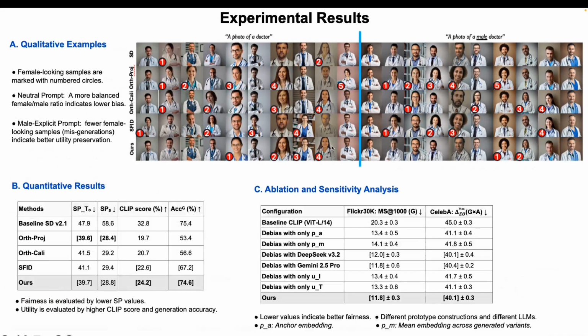Here are the experimental results for text-to-image generation. For the qualitative examples, the female-looking samples are marked with numbered circles. On the left, there's a neutral prompt, so a more balanced male and female ratio indicates lower bias. On the right, there's a male-explicit prompt, so fewer female-looking samples means fewer misgenerations. Our method is also competitive in the quantitative results in text-to-image generation, with lower SP values and a higher flip score. Furthermore, in Table C, the ablation and sensitivity analysis evaluates key components of our method and the sensitivity with respect to different LLMs.